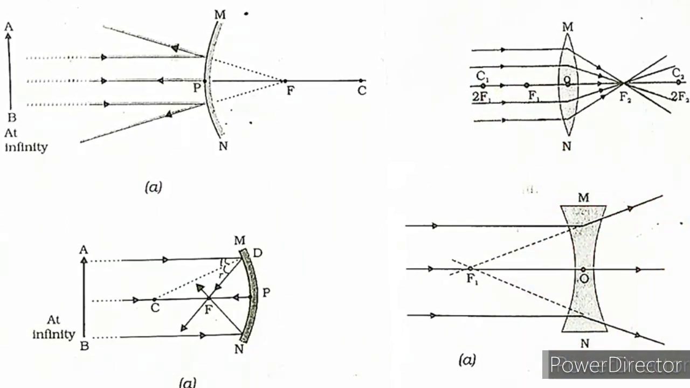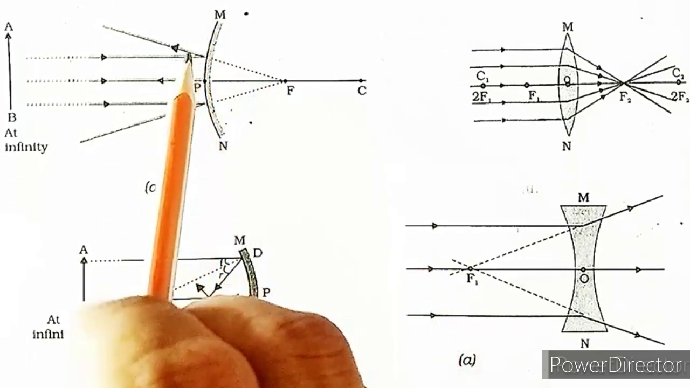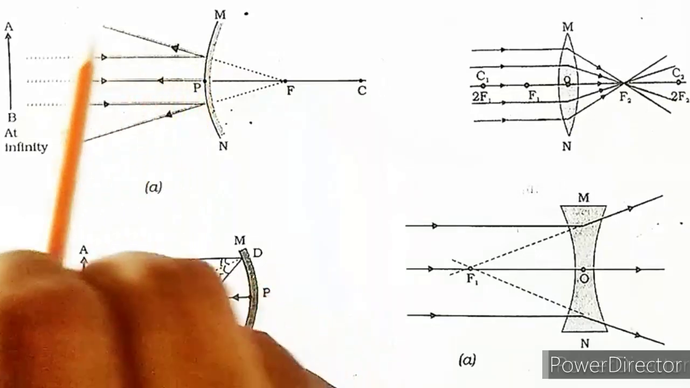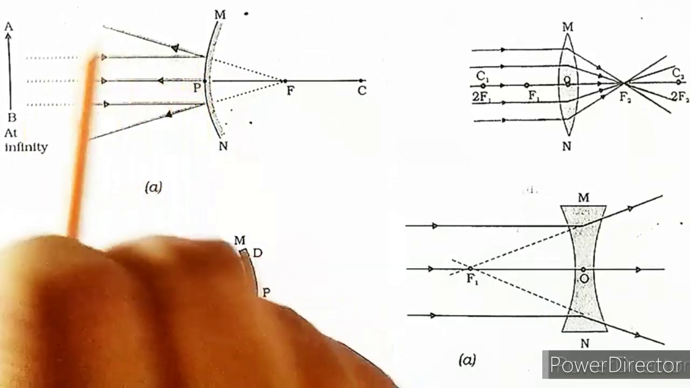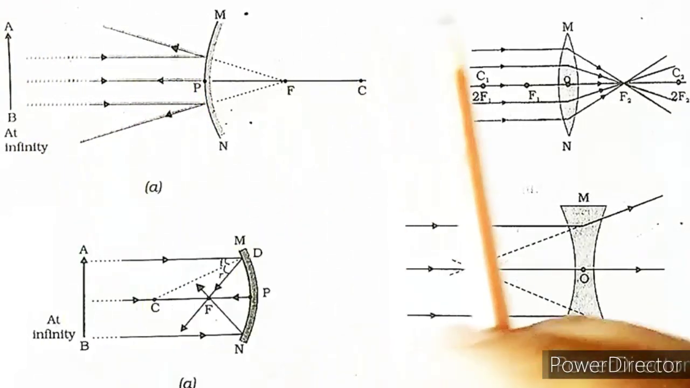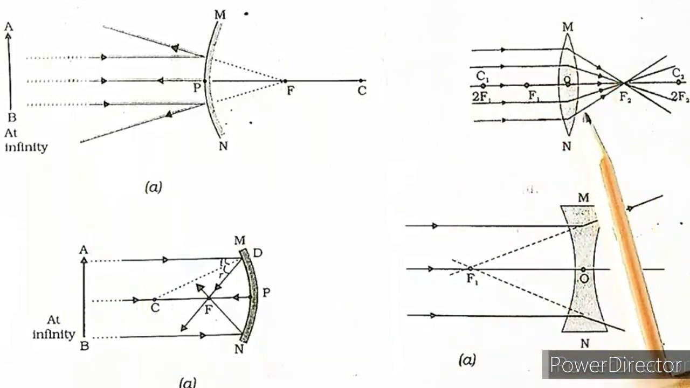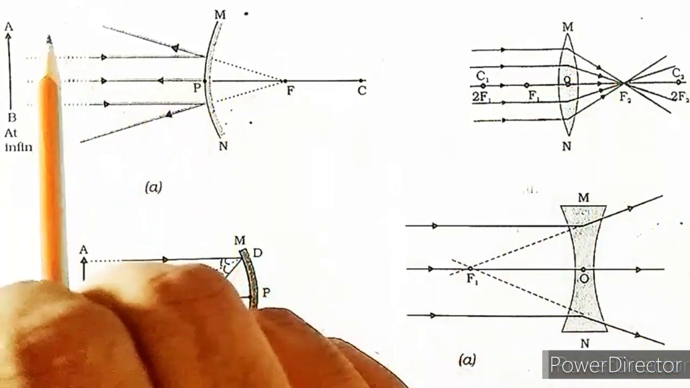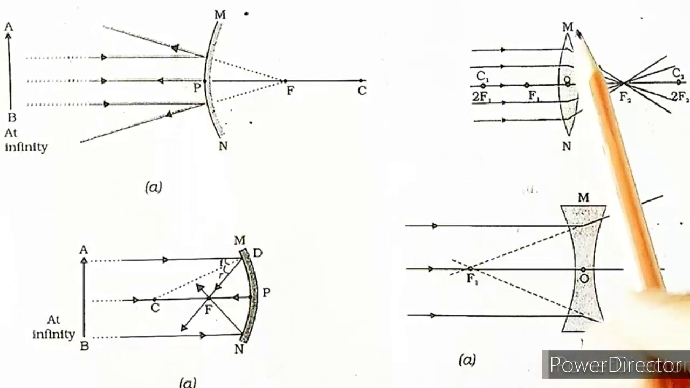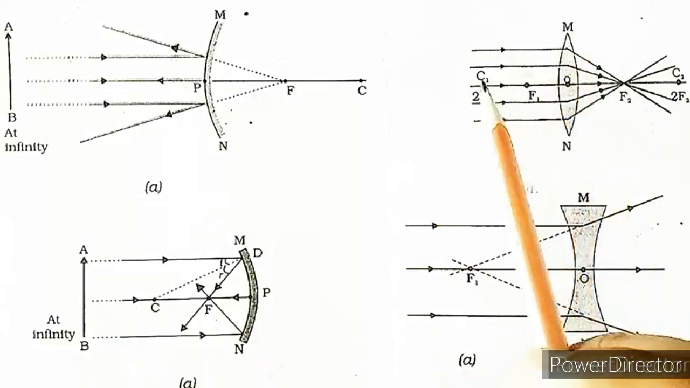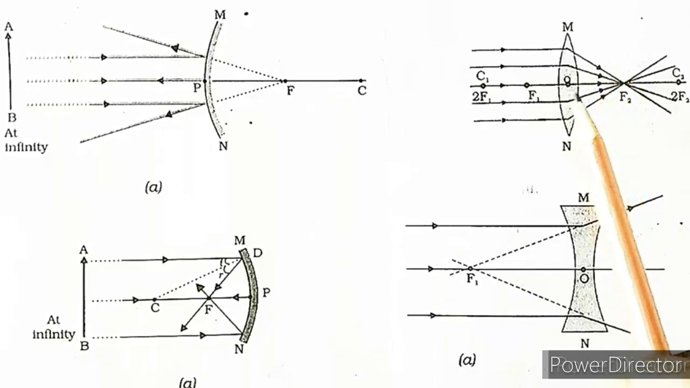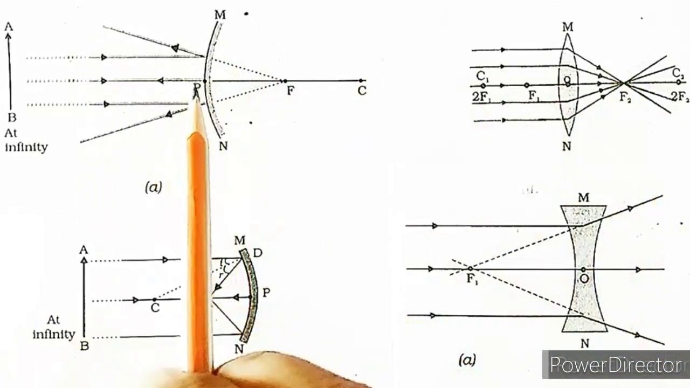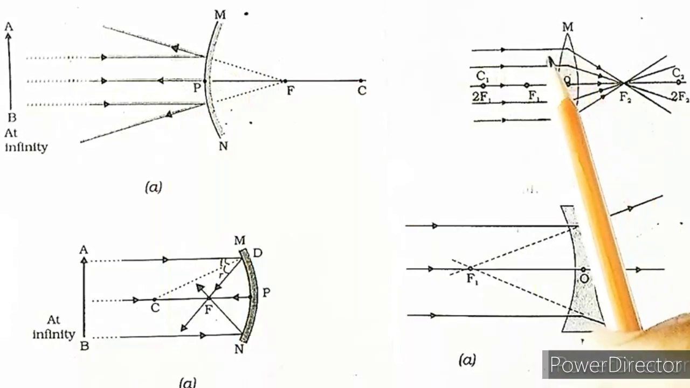Now the next difference will be, this is your convex mirror, and it is also called a diverging mirror, because you can see the rays of light are getting diverged. Whereas at the same time, if you see the convex lens, the rays of light, after refraction, they meet. So it is converging. It's a converging lens. Convex mirror is a diverging mirror, and convex lens is a converging lens.